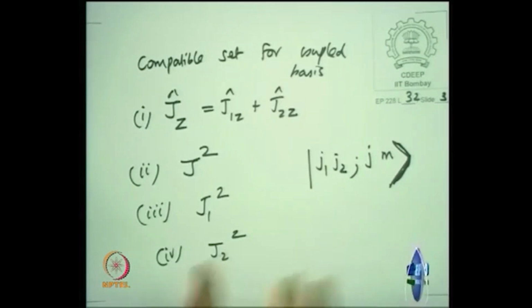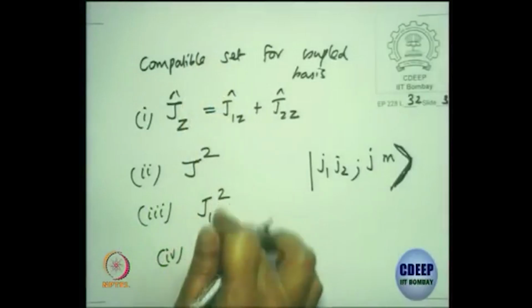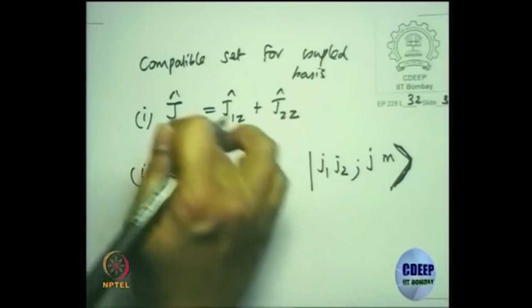You can resolve it, but then you need to do a change of basis to go from one to the other. And this change of basis from one to the other is called the Clebsch-Gordan matrix. And we are going to evaluate them today. So this is a simultaneous eigenstate of J1 squared, J2 squared, J squared and Jz.